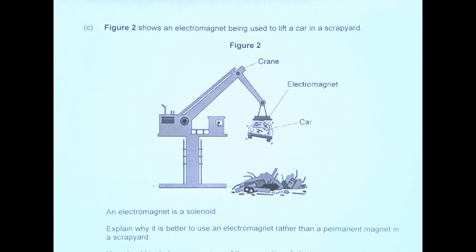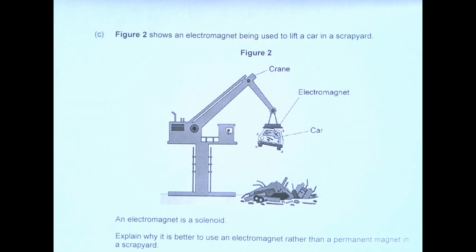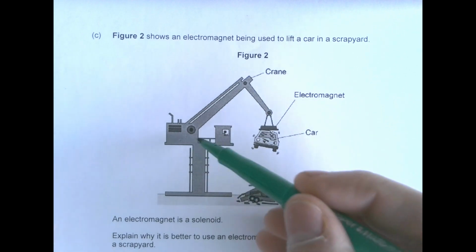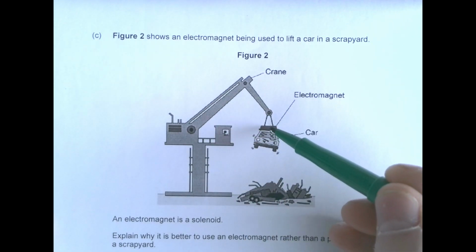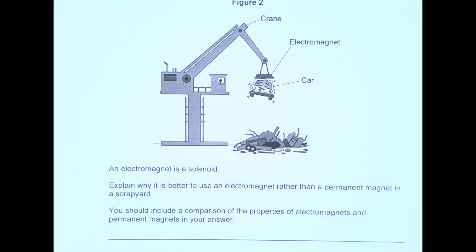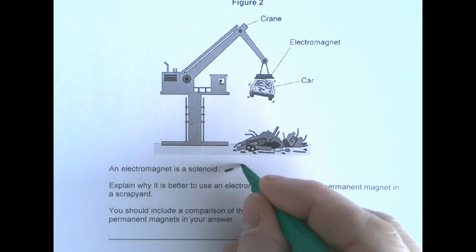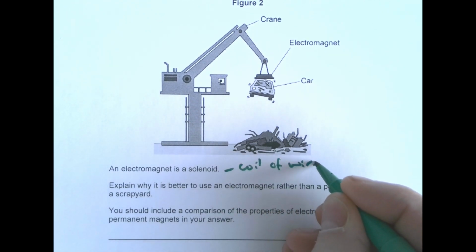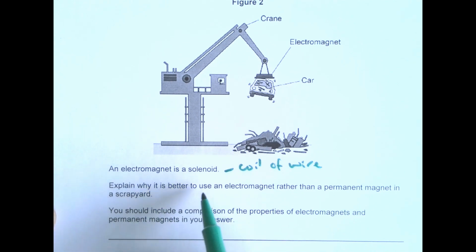Part C. Figure 2 shows an electromagnet being used to lift a car in a scrapyard. We've got the electromagnet attached there, lifting the car up, with a crane. An electromagnet is a solenoid. A solenoid is a coil of wire. Explain why it is better to use an electromagnet rather than a permanent magnet in the scrapyard. You should include a comparison of the properties of electromagnets and permanent magnets in your answer.